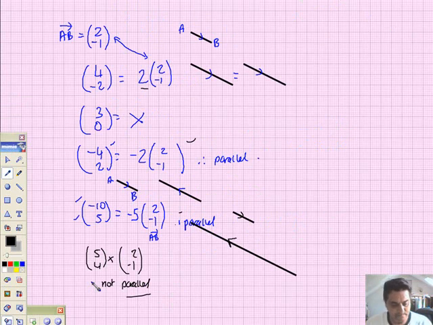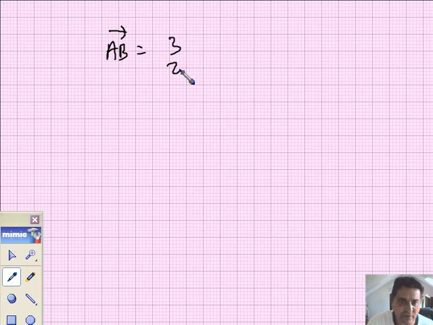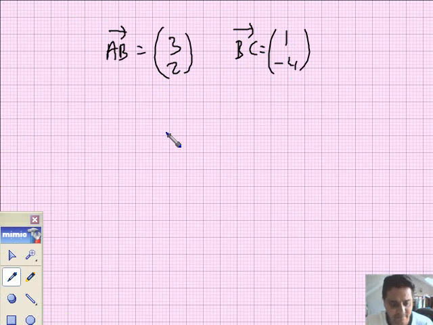Question 4. I think I'll do question 4. I don't want to make the video too long though. I'm being given this in question 4. I've got vector AB. It goes like that. It's defined as 3 across and 2 up. And BC is defined as 1 across and 4 down. It's minus 4. So I've got this as information.